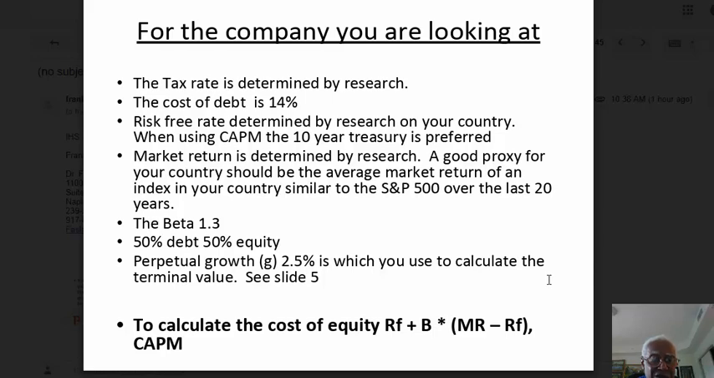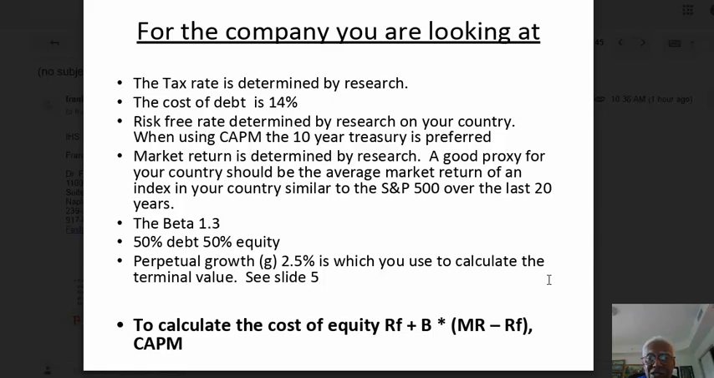The debt to equity ratio I've given you is 50-50, so when you're doing the weighted average cost of capital, you don't have to worry about that. The perpetual growth rate is 2.5. Be sure you don't confuse that with the 9% growth rate. The perpetual growth rate is used to calculate the terminal value, and you'll see that in slide 5.